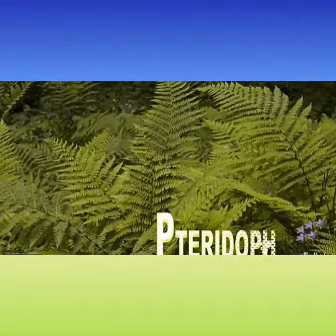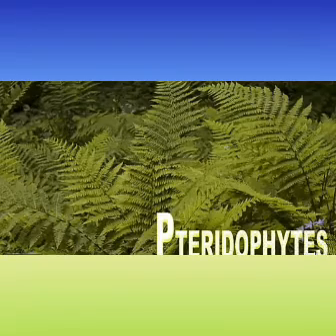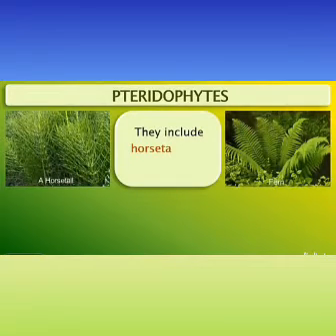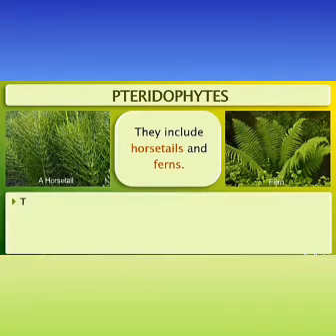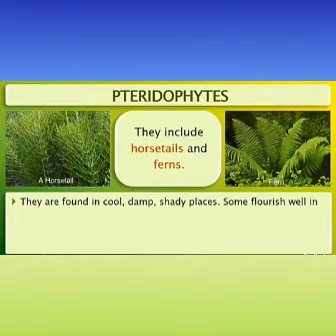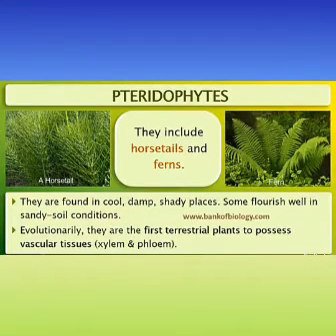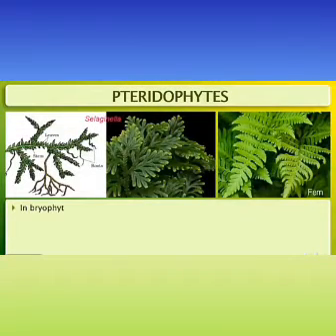The pronunciation, say children, Pteridophyta or pteridophytes. These pteridophytes include horsetails and ferns. These plants are found in cool, damp, shady places. Some flourish well in sandy soil conditions. Evolutionarily, they are the first terrestrial plants to possess vascular tissues. That means these are terrestrial plants which possess vascular tissues like xylem and phloem.